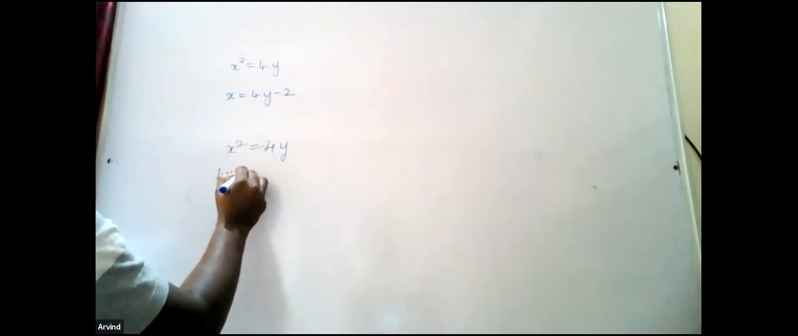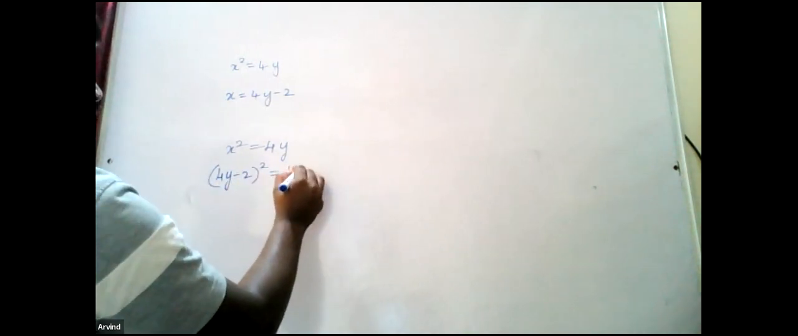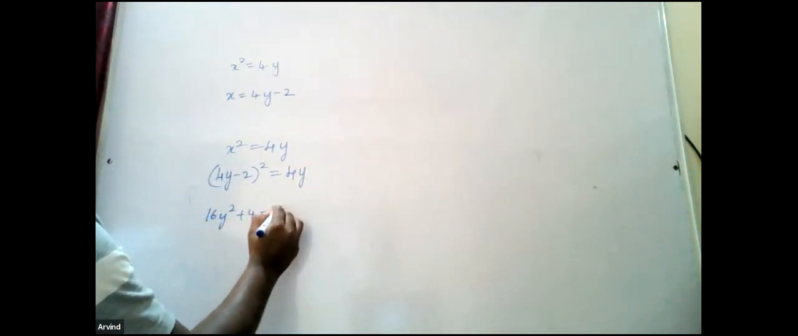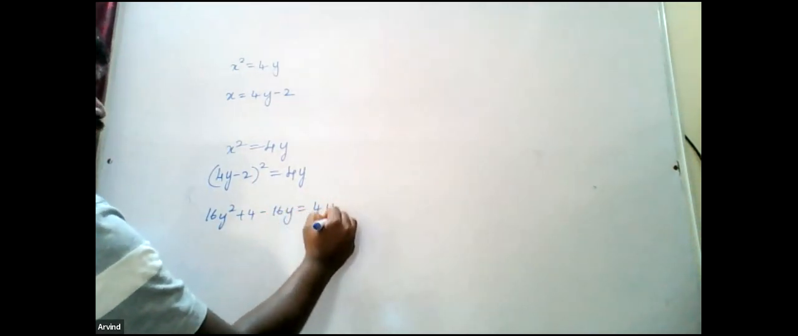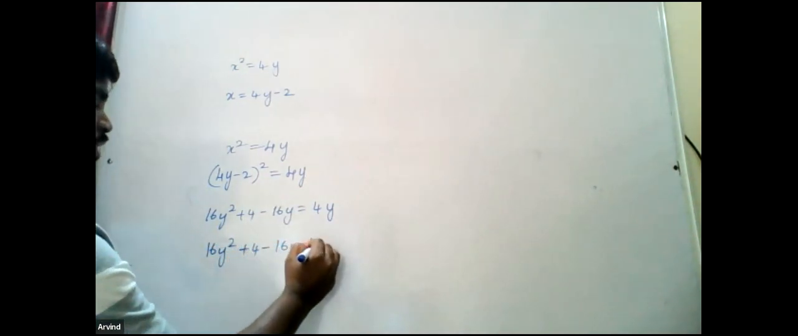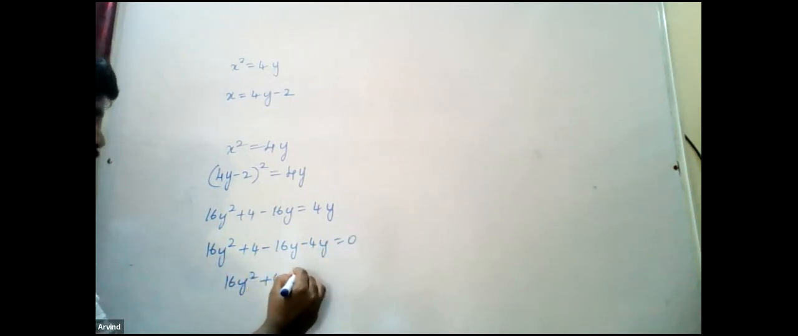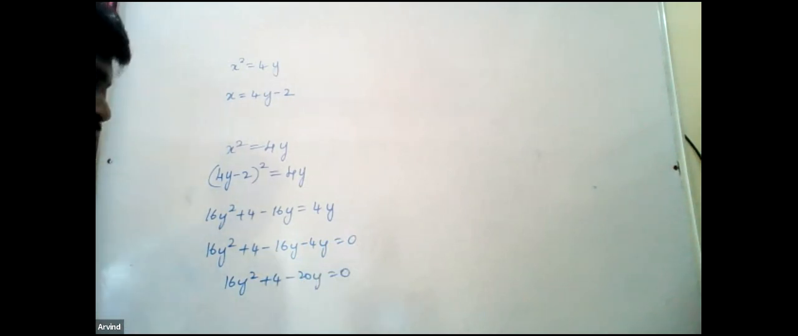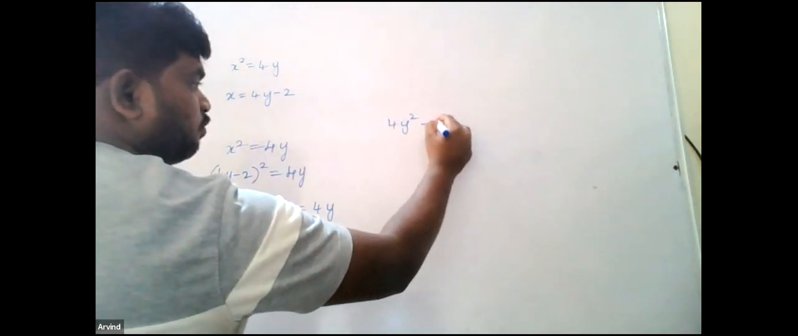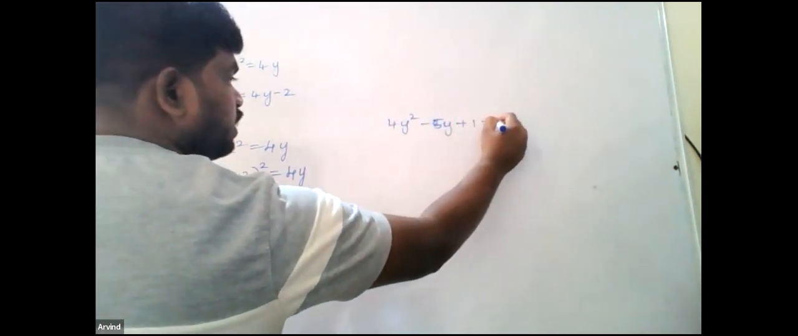Just observe x and 4y minus 2. So in place of x, I can put this: 4y minus 2 whole square equal to 4y. I've just substituted. So use the formula a minus b whole square: 16y square plus 4 minus 16y equals 4y. Get this 4y to this side: 16y square plus 4 minus 16y minus 4y equal to 0. So you get 16y square plus 4 minus 20y equal to 0. You can take 4 as common. If you take 4 as common, you get 4y square minus 5y plus 1 equal to 0.